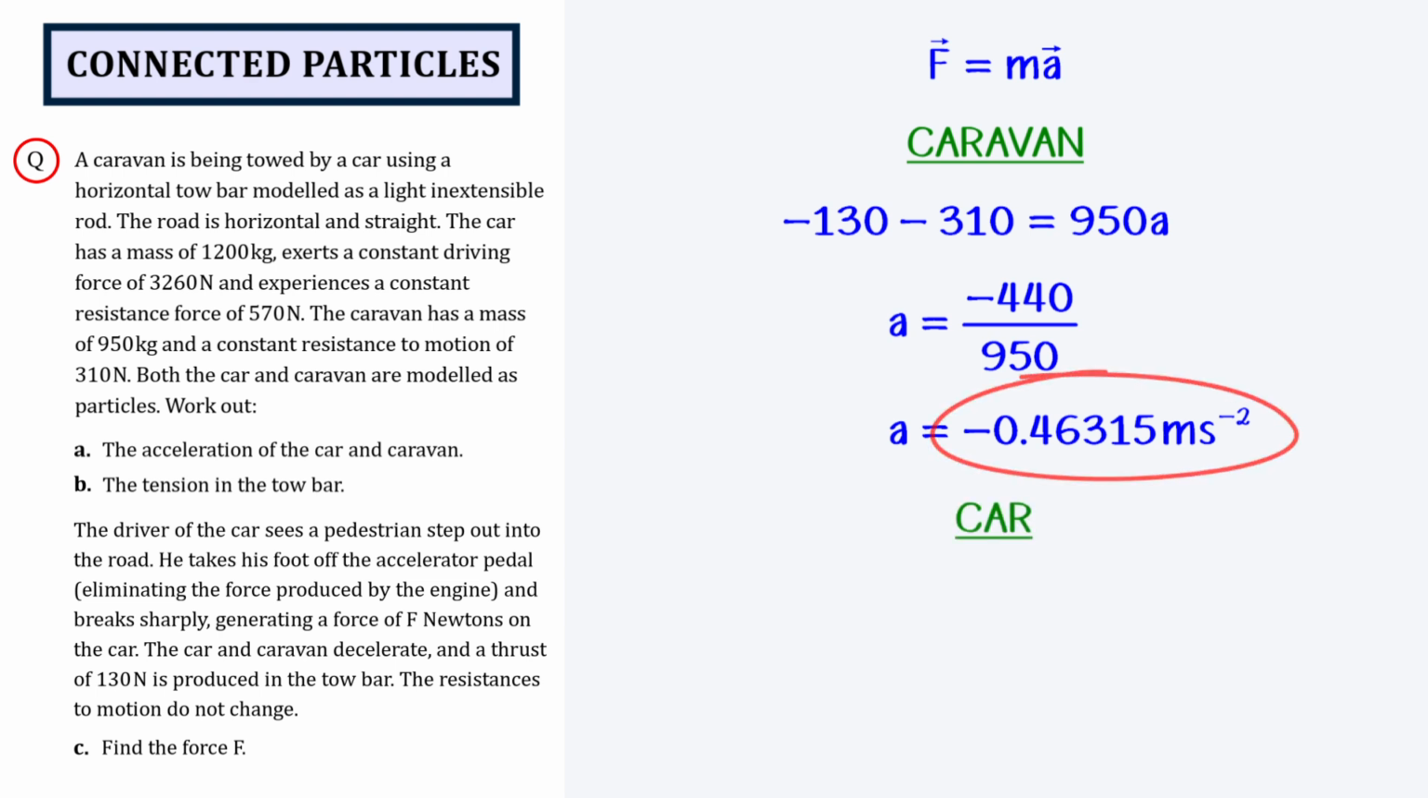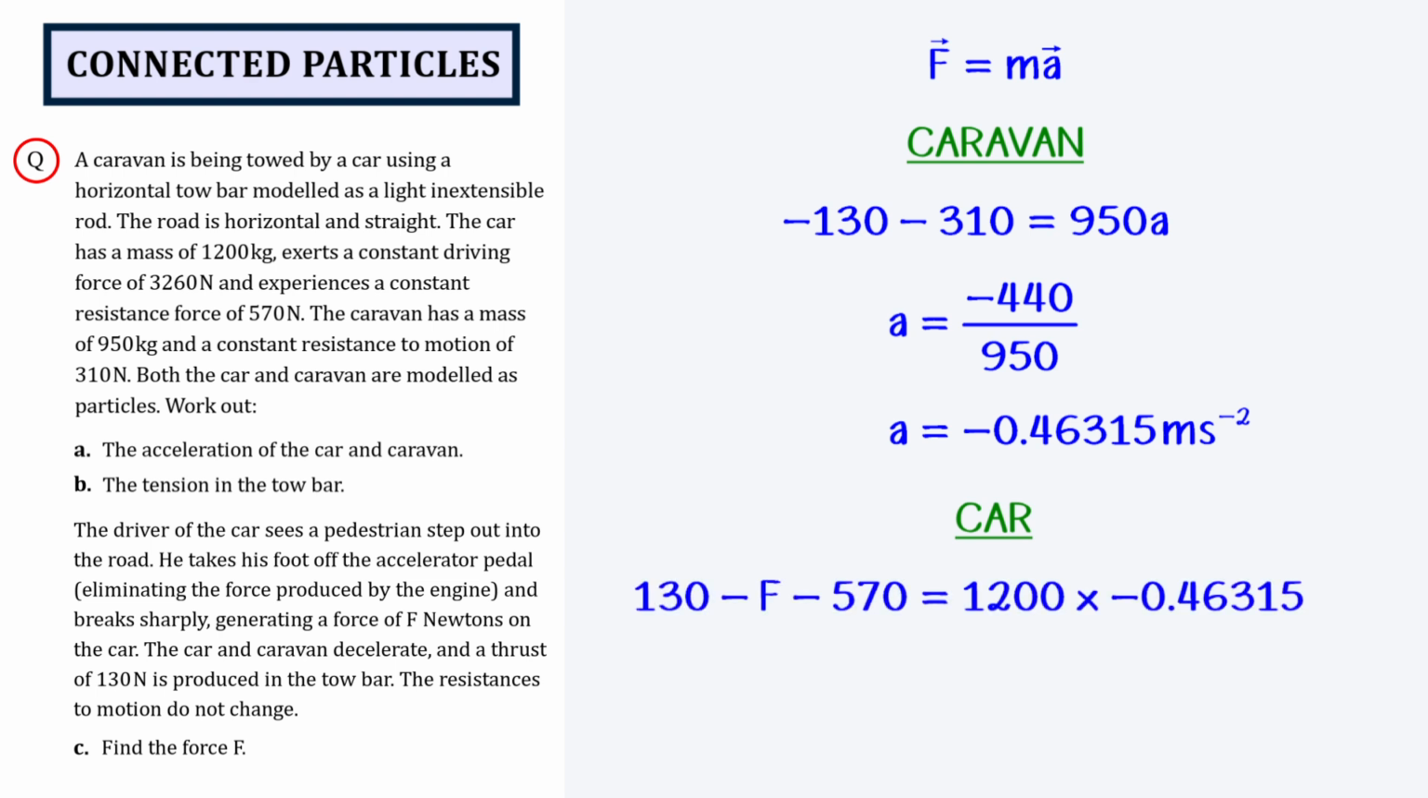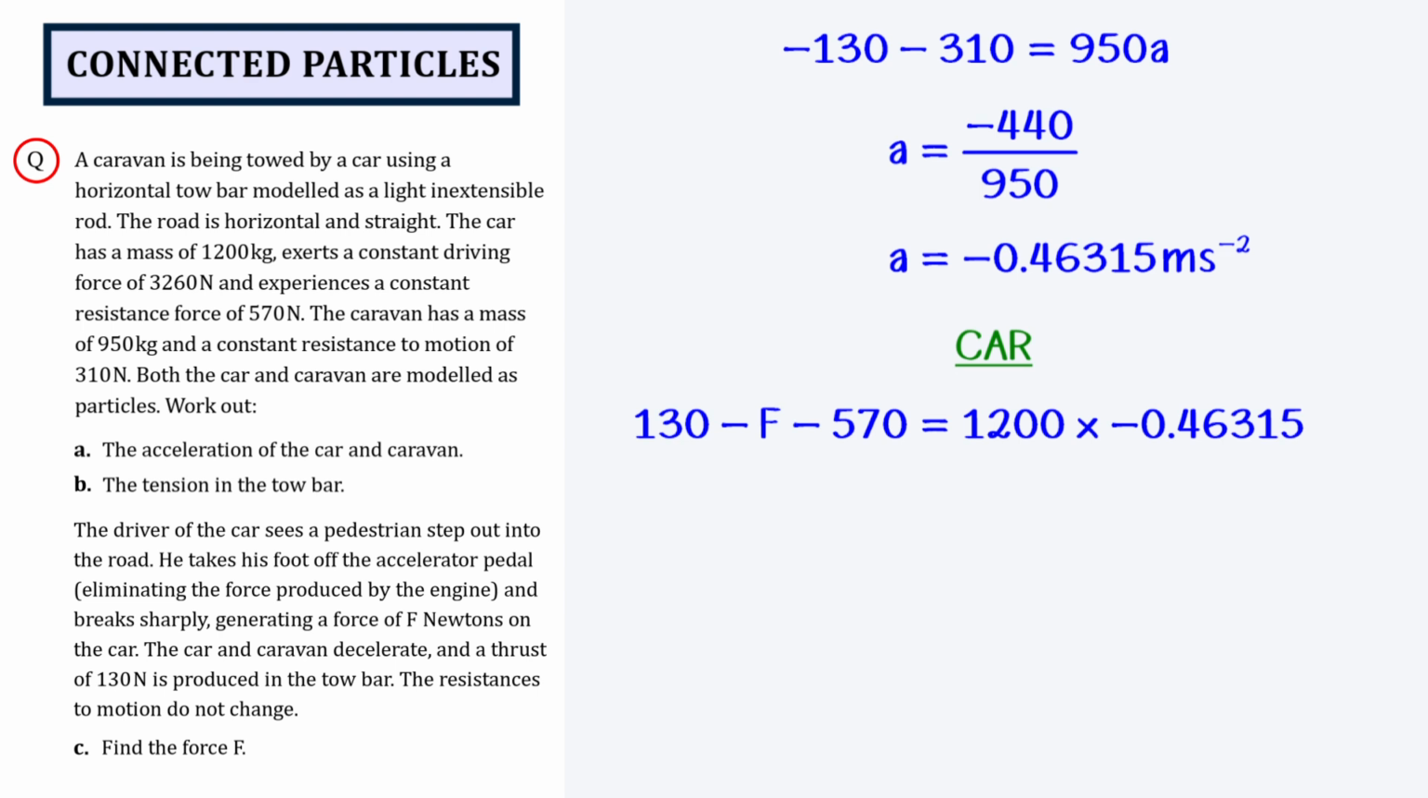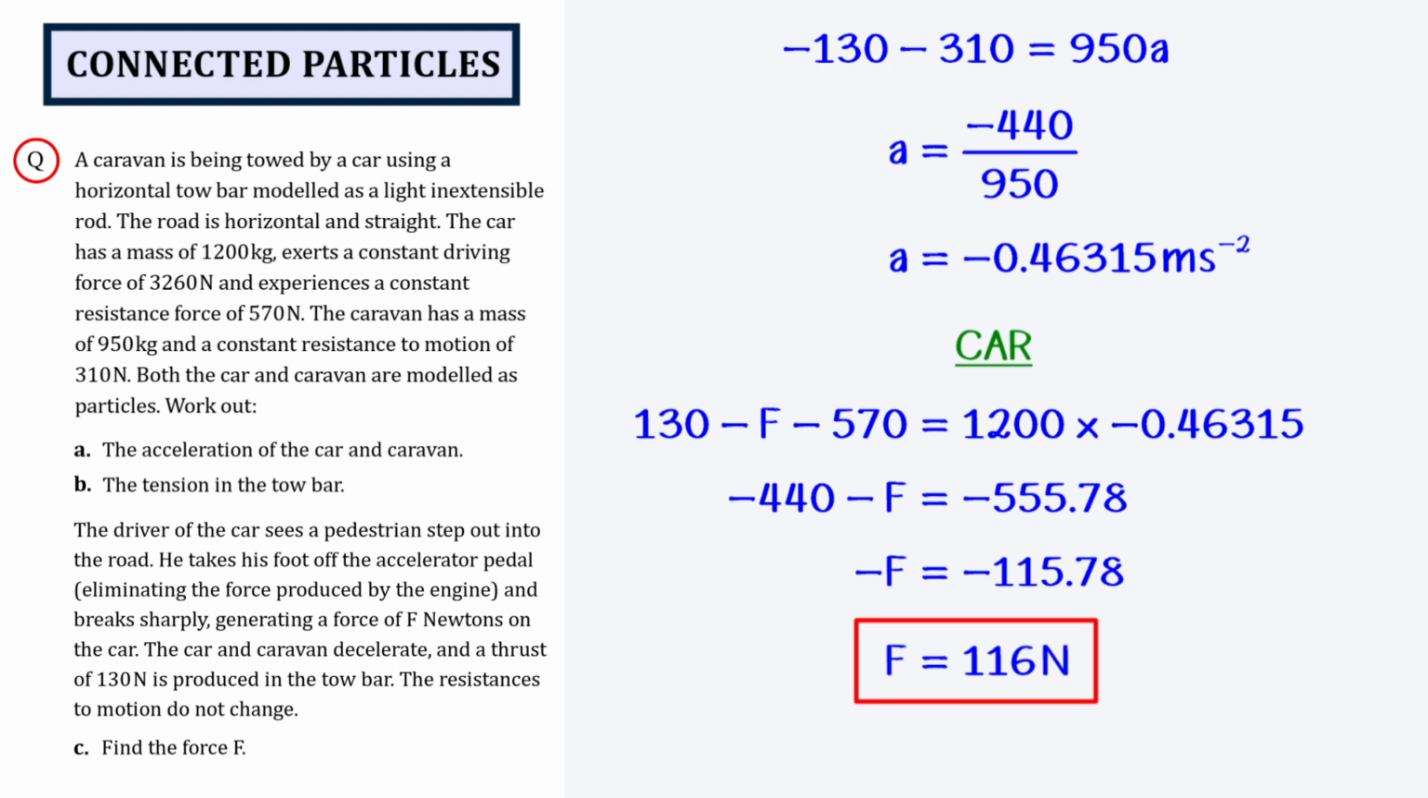And we can now use Newton's second law for the motion of the car, using the acceleration we've just found. So we have 130 minus F minus 570 is equal to 1200 multiplied by minus 0.46315. And so minus 440 minus F is equal to minus 555.78. And therefore minus F is equal to minus 115.78. And so F is equal to 116 newtons, correct to 3 significant figures. And so that answers part C.